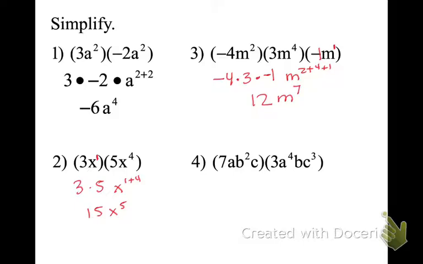Last one. Remember that a is to the first, the c is to the first, and b is to the first. So I'm going to do 7 times 3, a to the first plus the fourth, b to the second plus the first, c to the first plus the third. That makes 21a to the fifth, b to the third, c to the fourth. There we go.